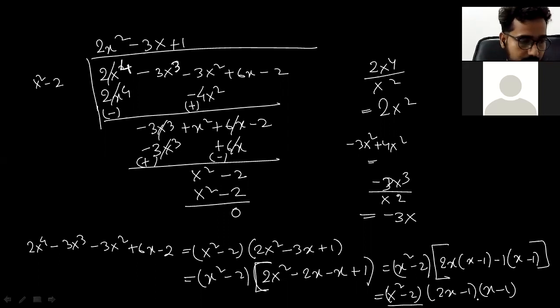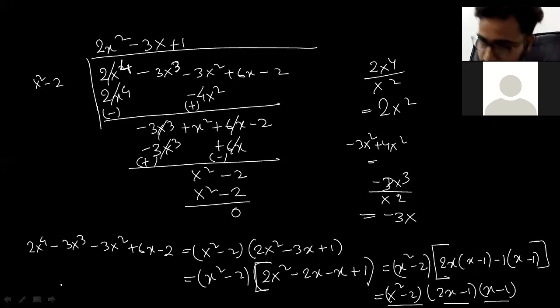Now see, now you are asked to find the zeros. That means you have to find the zeros from these two factors. Yes or no? Clear, all of you? Yes, you have to find the other two roots or zeros from these two factors.